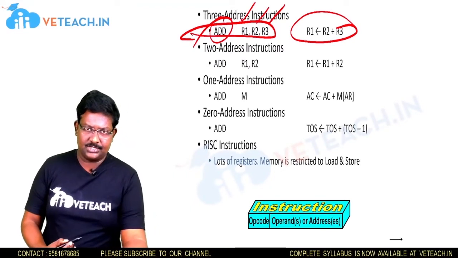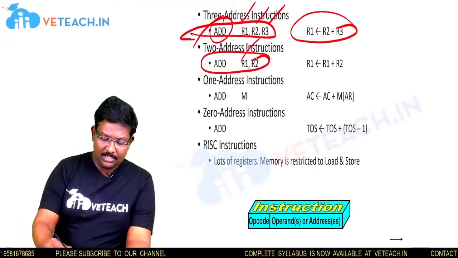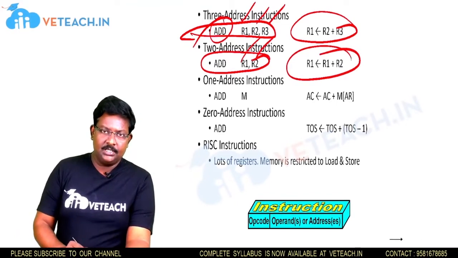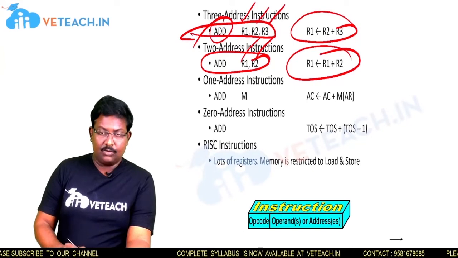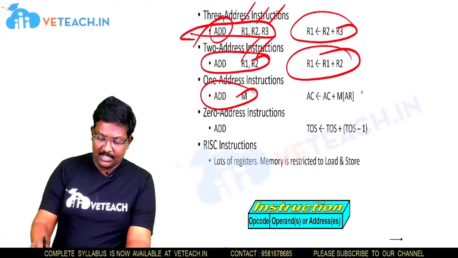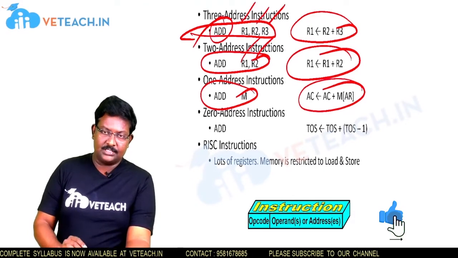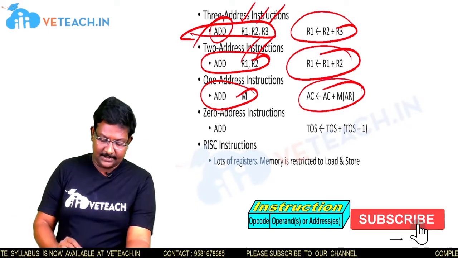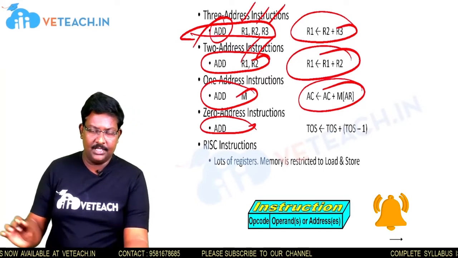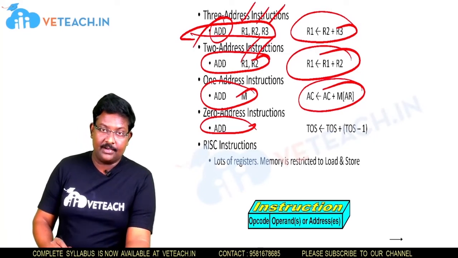Similarly, for 2 address instructions, the instruction is going to use 2 operands. R1 and R2 are the 2 operands, and we have the representation in register transfer notation. In the 1 address instruction, as the name itself implies, we have only 1 address, and we are using the accumulator as another operand. That's why we call this single accumulator organization. And in the 0 address instruction, as the name implies, the instruction has no operands. This type of instruction is used in stack organization.